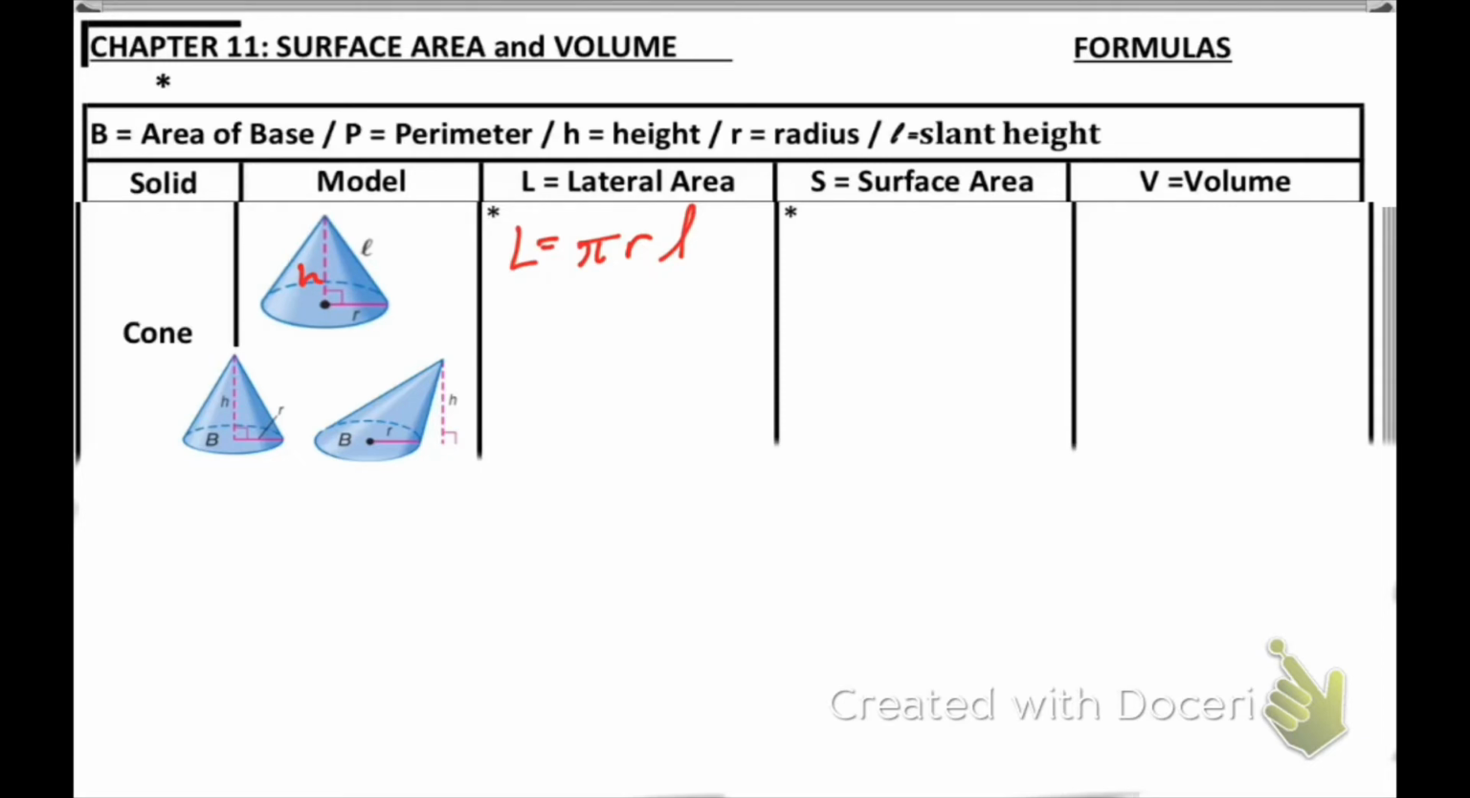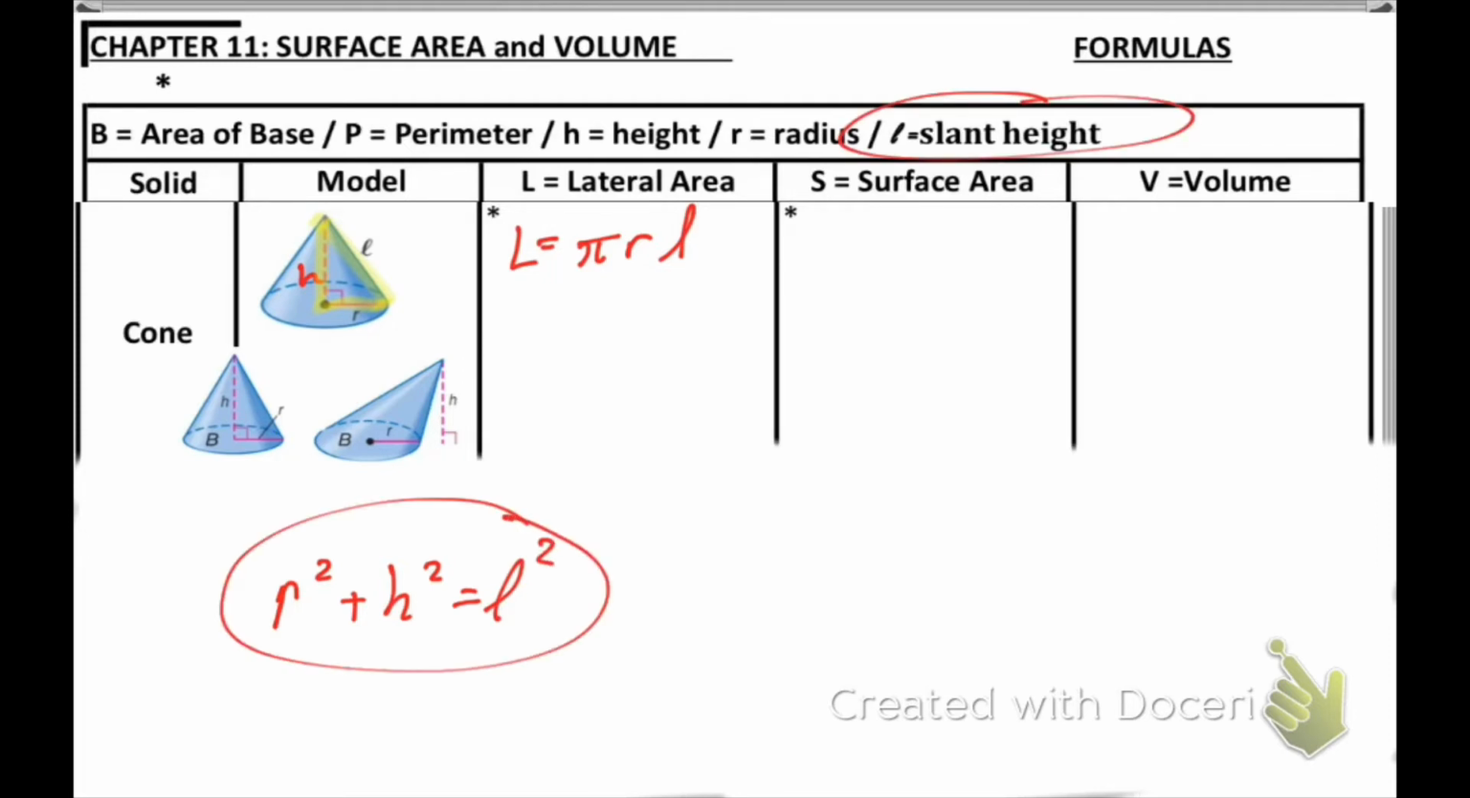Now, just like the pyramid, I still have a right triangle here, so I can use radius squared plus height squared equals the slant height squared, using the Pythagorean theorem. So I can still use this to solve for the height or the slant height if I need to. Don't forget about the Pythagorean theorem here. Now the total surface area, the total area of all the surfaces, is just equal to the lateral area plus the area of the base.